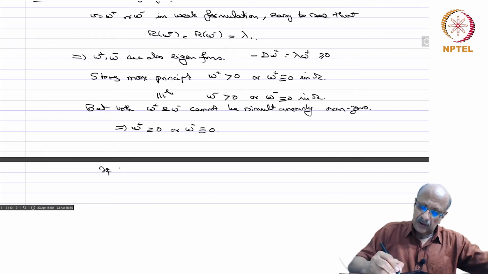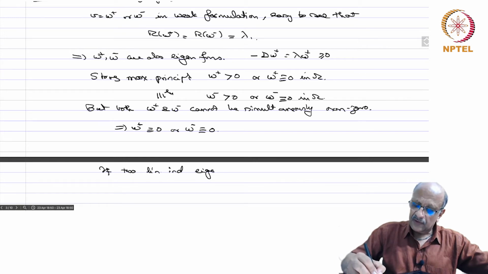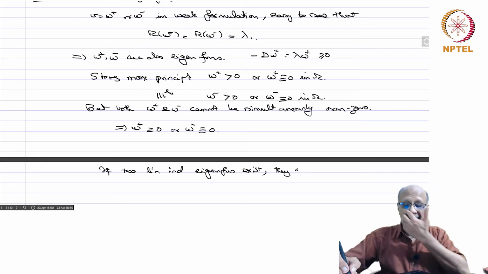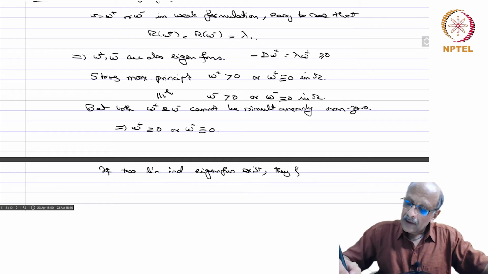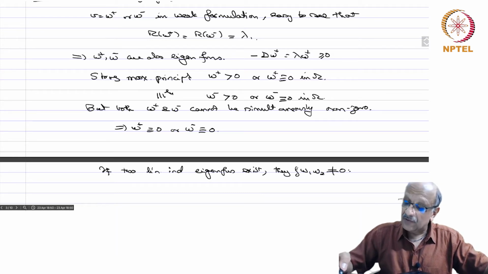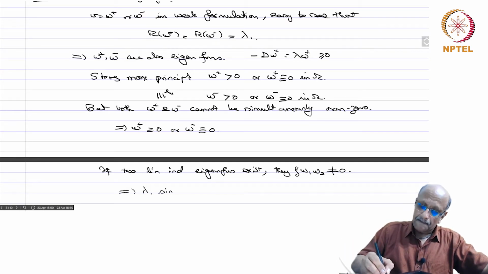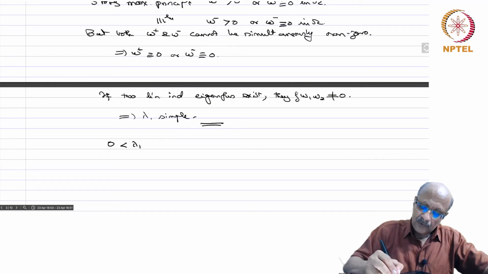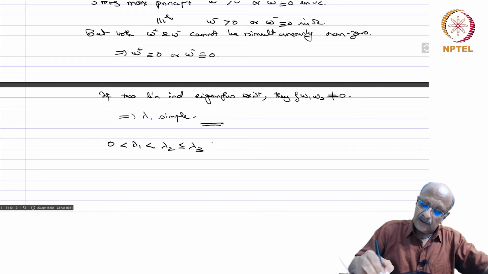Therefore, if two linearly independent eigenfunctions exist, they are orthogonal, then the integral of W1 W2 will be equal to 0. But we always know we can find an orthogonal basis of eigenfunctions, and therefore that will not be possible, because any two of them will always have constant sign. So, the integral cannot vanish, and therefore you have that lambda 1 is simple. So, this means that 0 is less than lambda 1, which is strictly less than lambda 2, then of course we have lambda 3 and so on.